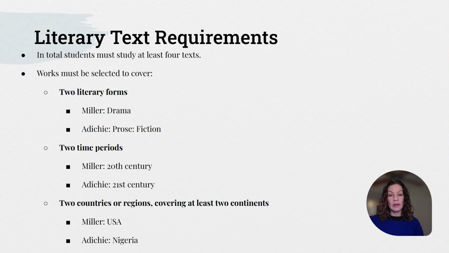We do have some literary text requirements from the IB. We must study two forms. In this case, we'll be studying a drama by Arthur Miller, The Crucible, and our prose fiction will be Chimamanda Ngozi Adichie's Purple Hibiscus. We cover two literary time periods and two countries. We've got the USA and Nigeria.